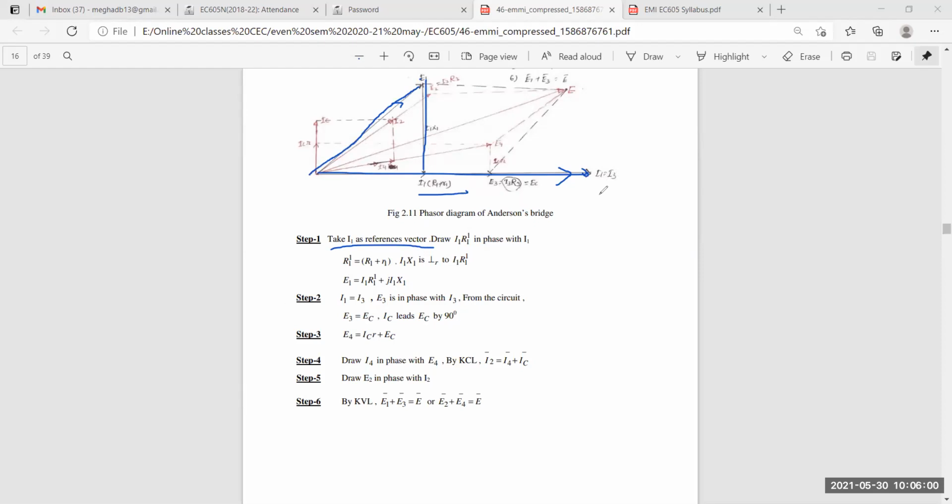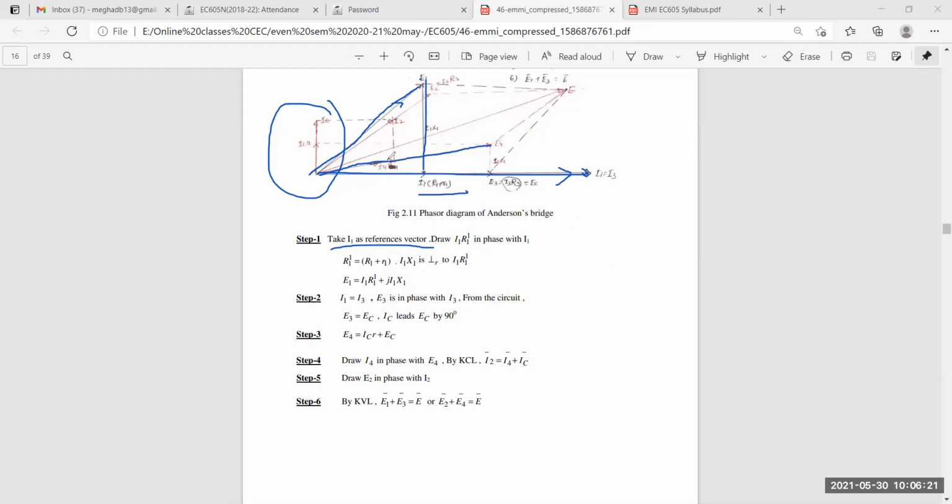Okay, step 3, what they have done about E4. This is the portion of step 3 where they have included ICR. That is the capacitor. Then they have drawn I4. Where is the I4? I can see I4 is this line. Okay, I4 is this line which has been drawn, and then obviously after adding KCL, you can write.